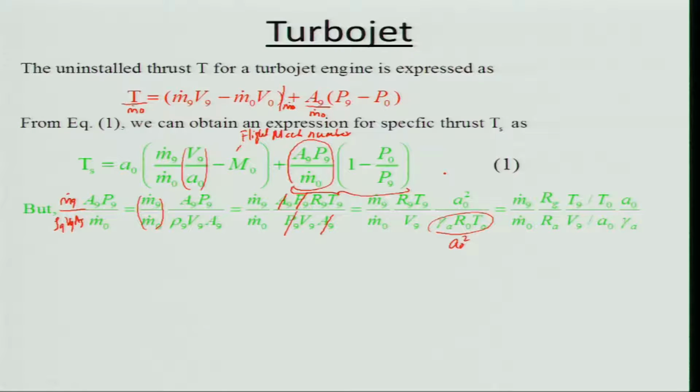So, I can write this R 9 as R g. R g means the value with respect to the higher temperature we will be using, and similarly R a for the air. Keep in mind, this is the universal gas constant, and this is the specific gas constant. And T 9 by T naught I can write, and V 9 by A naught, this term is similar to that of the momentum thrust, and gamma a we will be using 1.4.